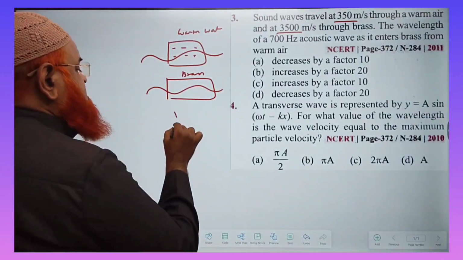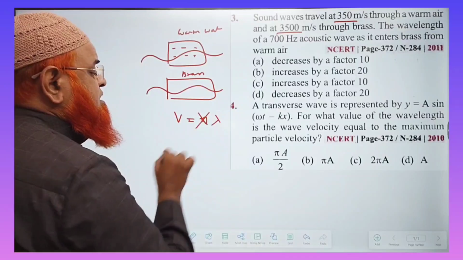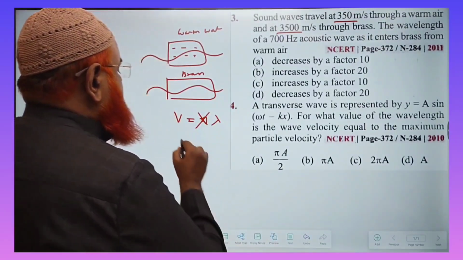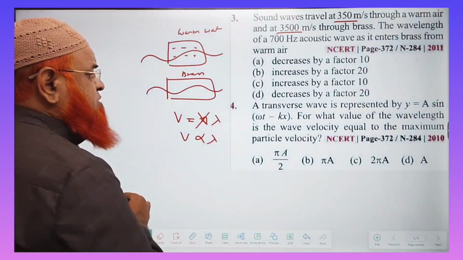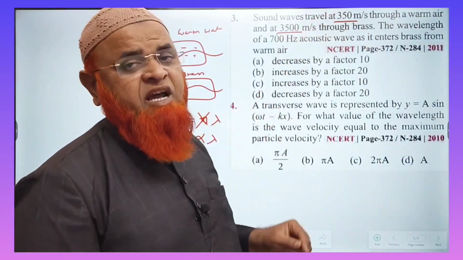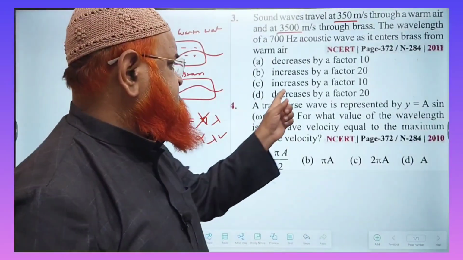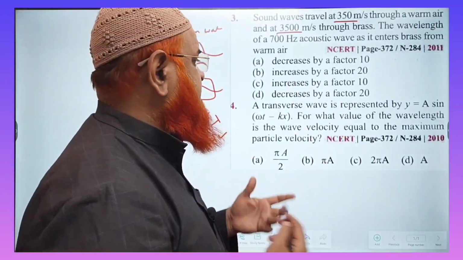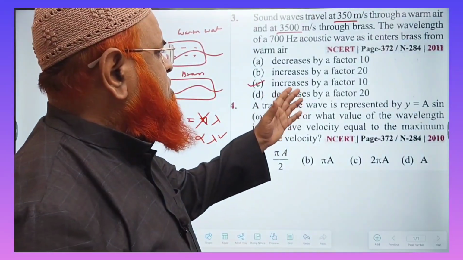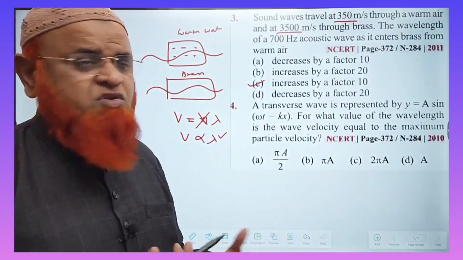So from this it is understood that V is equal to N lambda, and frequency is going to be constant. Then what happens to this lambda? With this it is understood that V is directly proportional to lambda. If you observe here, velocity increases by 10 times. As it is a direct relation, we can write that wavelength also increases by 10 times. So option C is the correct answer. Wavelength also increases by 10 times because it's directly related. This is a shortcut method here.